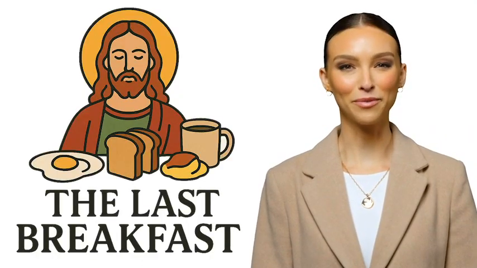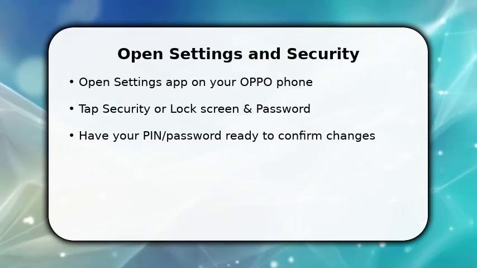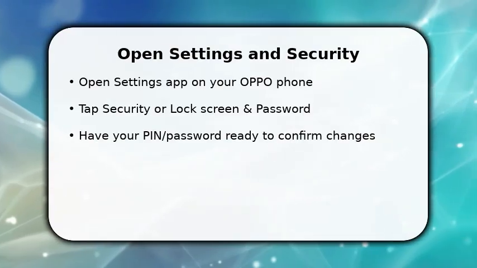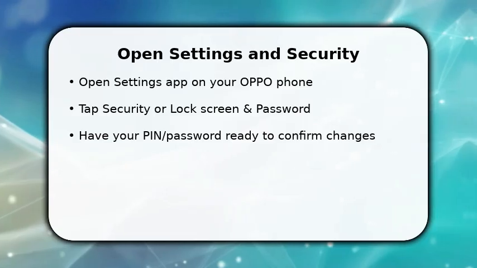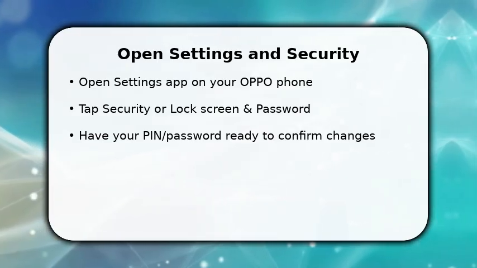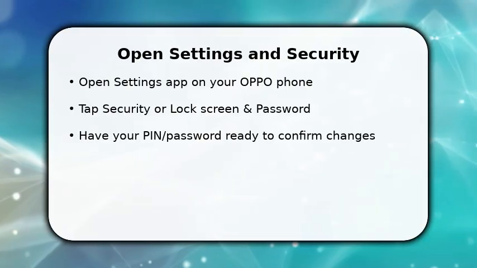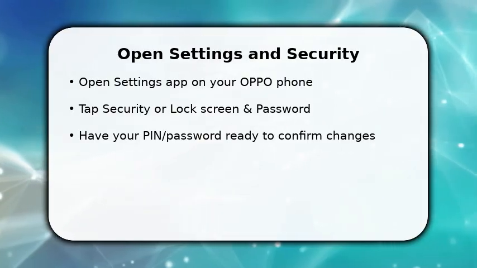Please enjoy the video. You start by opening Settings and navigating to Security or Lock Screen and Password. This is where Emergency Call Quick Access lives. Once there, locate the Emergency Information or Emergency Call Settings entry and tap it.